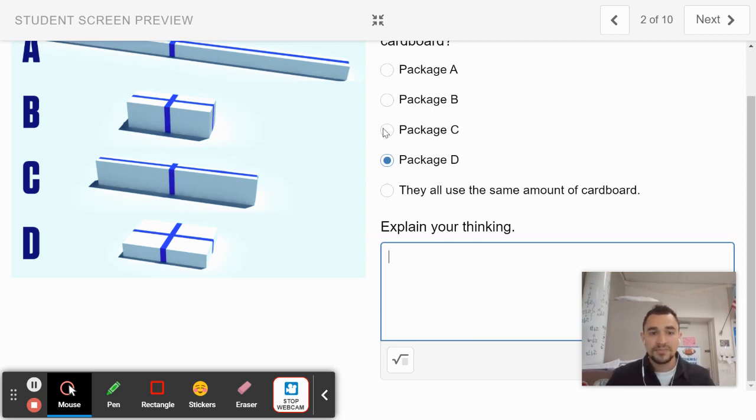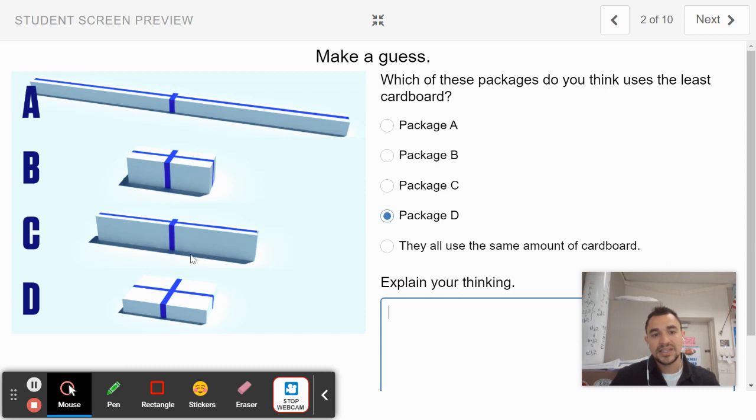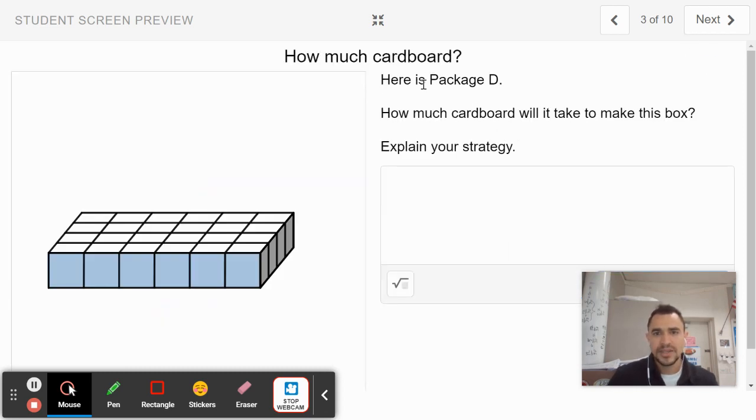But if you think it's C, you can probably say C is very slender and narrow, but tall. B is in between that, and A is very long. So whatever you want to say. Here is package D. Perfect. I like package D. How much cardboard will it take to make this box?